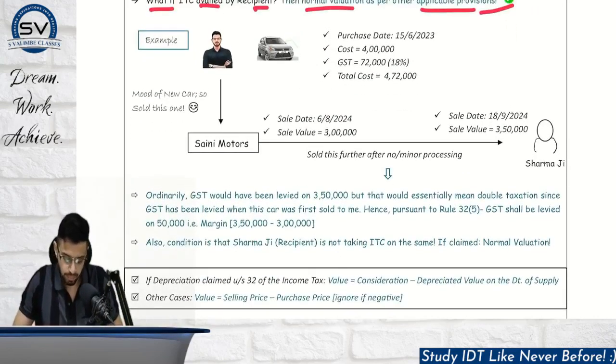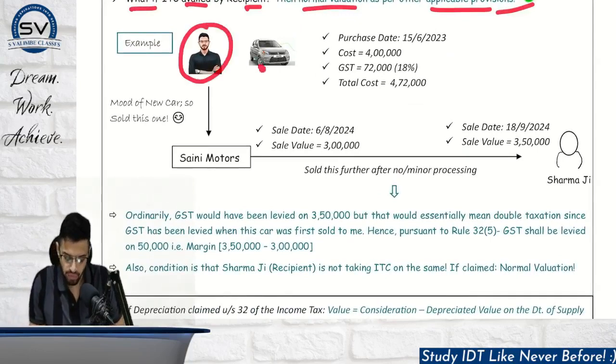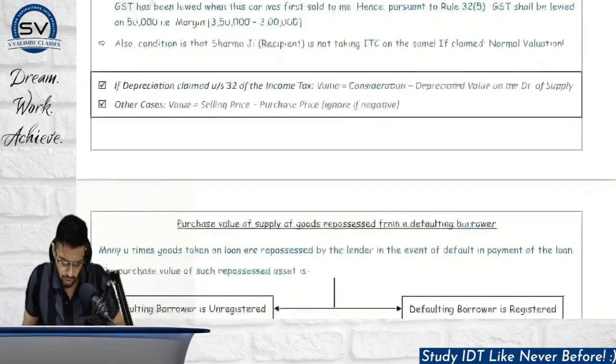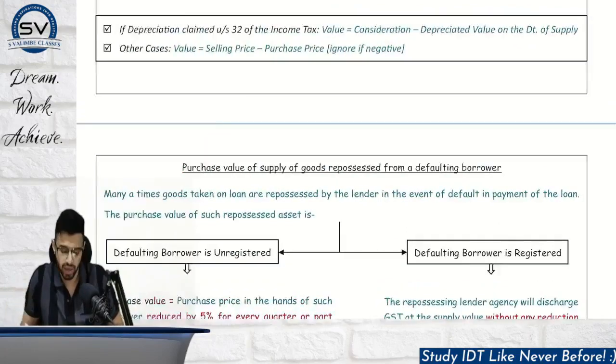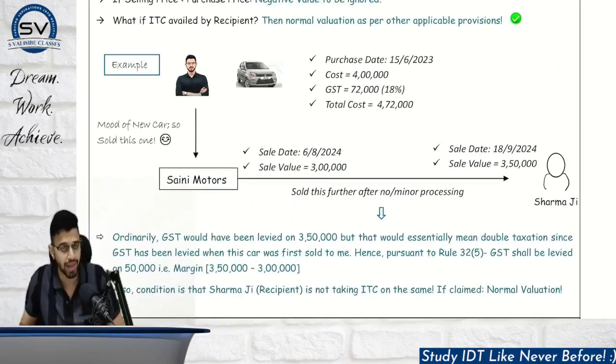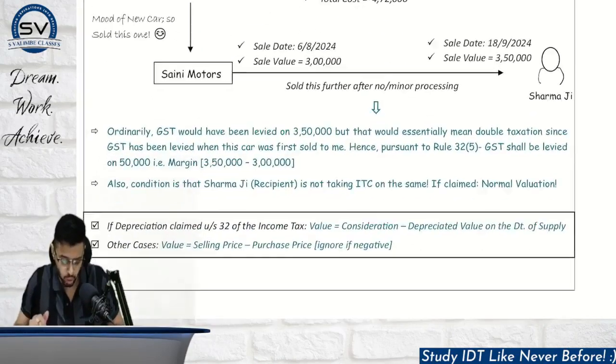Okay, this is one example that I have taken. Example, I bought a bag. I think it can be done during the point of the defaulting borrower case. This is a general example that we will use in the next topic. The basic example of the margin scheme I have already covered on the notes page.